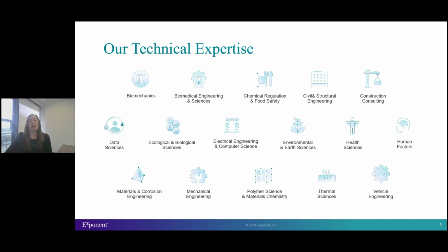So briefly, our expertise covers a number of technical areas, including health sciences. That's the practice that my colleague Megan and I are a part of, but we often collaborate with our colleagues in other practices, and especially when it comes to medical devices. We are often working with the biomedical engineering and sciences team, and then we have our own in-house polymer science specialists and materials chemistry scientists. So we are working with chemists inside and outside of Exponent.